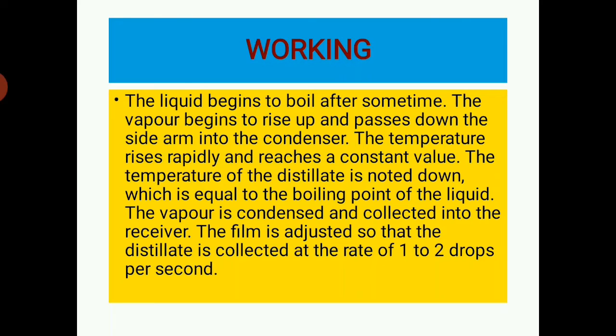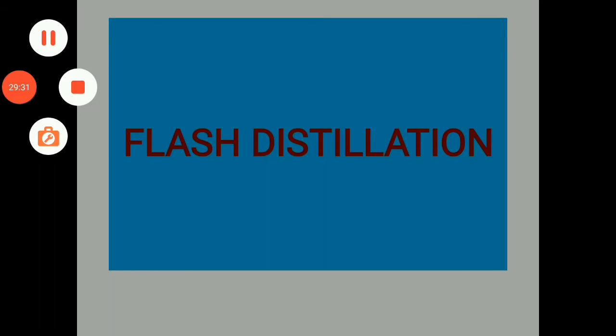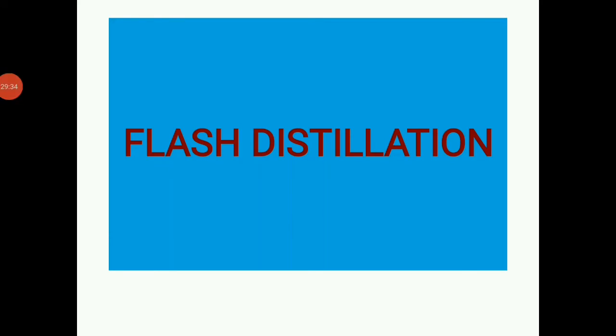The liquid begins to boil after some time. The vapor begins to rise up and passes down the side arm into the condenser. The temperature rises rapidly and reaches a constant value. The temperature of the distillate is noted down, which is equal to the boiling point of the liquid. The vapor is condensed and collected into the receiver. The flame is adjusted so that the distillate is collected at the rate of 1 to 2 drops per second. Distillation should be continued until a small volume of liquid remains in the flask.